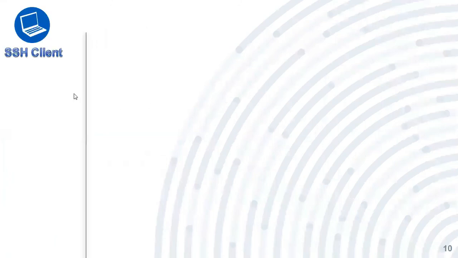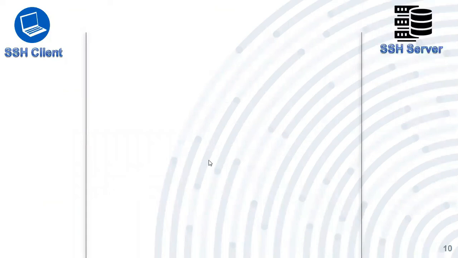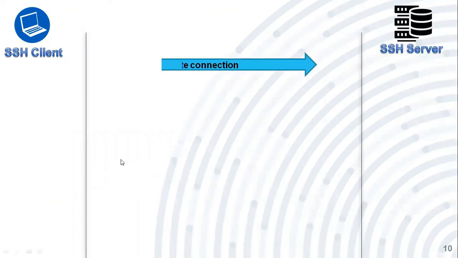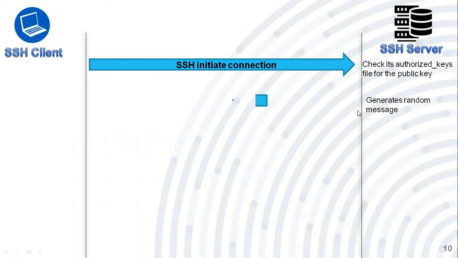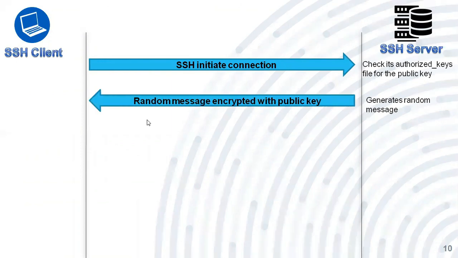Now, this is the SSH client and this is the SSH server. When an SSH client initiates a connection, it informs the server which public key to use. The server checks its authorized keys file for the public key and generates a random message. That random message is encrypted with the public key. This encrypted message can only be decrypted with the private key.